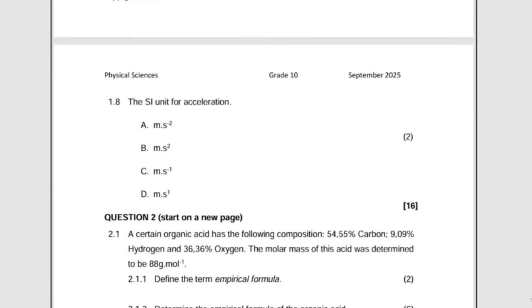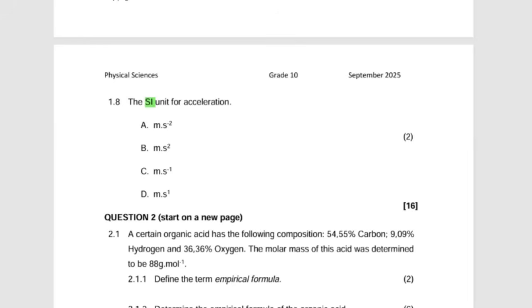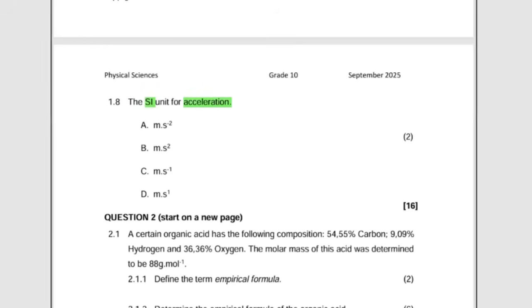As we proceed to the last one, which is 1.8, we are asked about the SI unit of acceleration, the units of measurement for acceleration. The units of measurement for acceleration is meters per square second. So our correct option there is going to be A. Take note of B: there is no per second there. So there is a missing thing at the top, per second there.